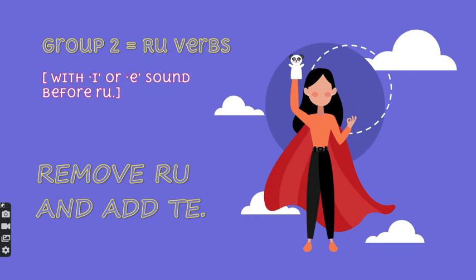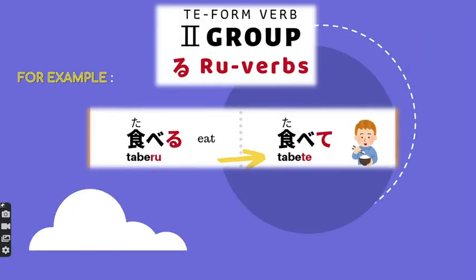All you have to do is the easiest one. Just remove ru, add te. Easy peasy, right? So, remove ru, add te. Very easy. Okay, let's see an example. Taberu will become tabete. What did I do? I just removed this ru, add te.